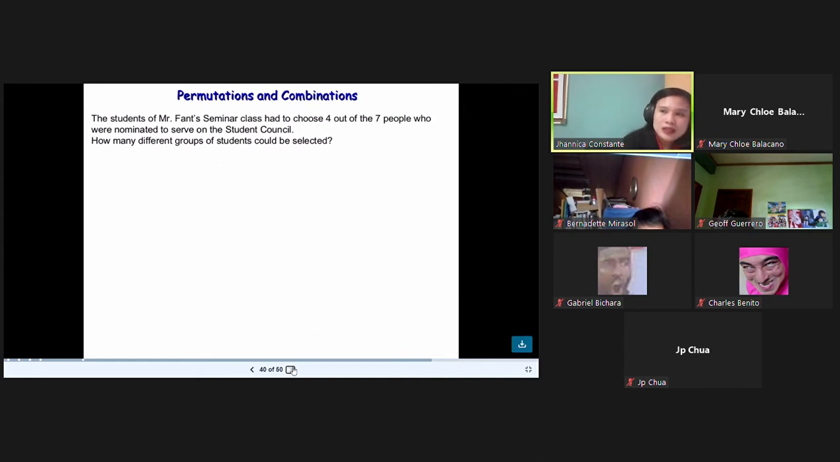So we have a seminar from Mr. Pan, and we need to choose 4 out of the 7 people who will be nominated to serve on the student council. In this student council, hindi binanggit kung anong position. Okay? So the position is not mentioned. That means the order of the names of the people that we're going to choose is kahit anong order, kahit mauna.